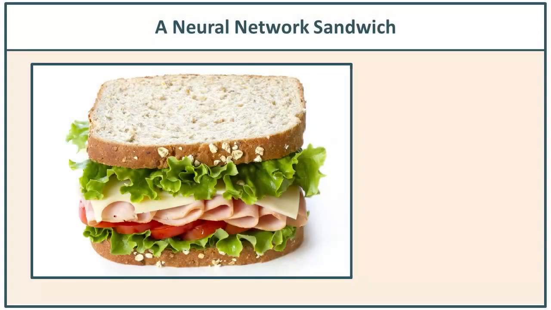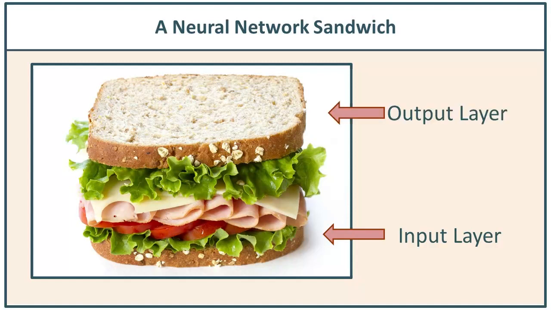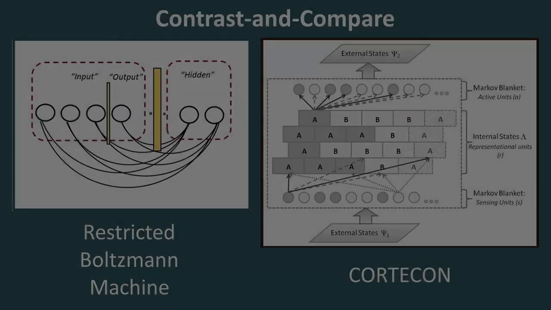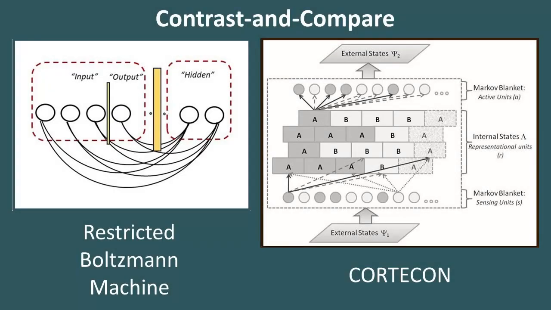Neural networks. We're going to do a cross comparison of the Boltzmann machine, specifically the restricted Boltzmann machine, and CORTECONs. We're going to use the idea of a neural network sandwich to illustrate our points here, and it's going to be a very simple sandwich: an input layer, an output layer, and of course the middle or hidden node or latent layer. We're going to use this to illustrate both the Boltzmann machine and CORTECONs.